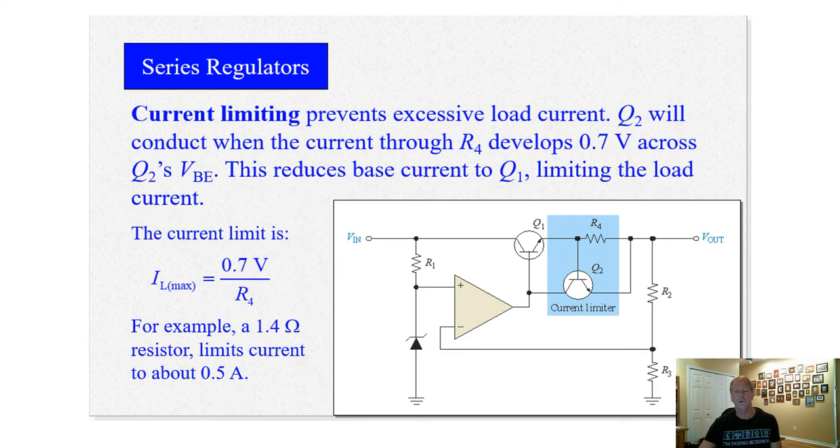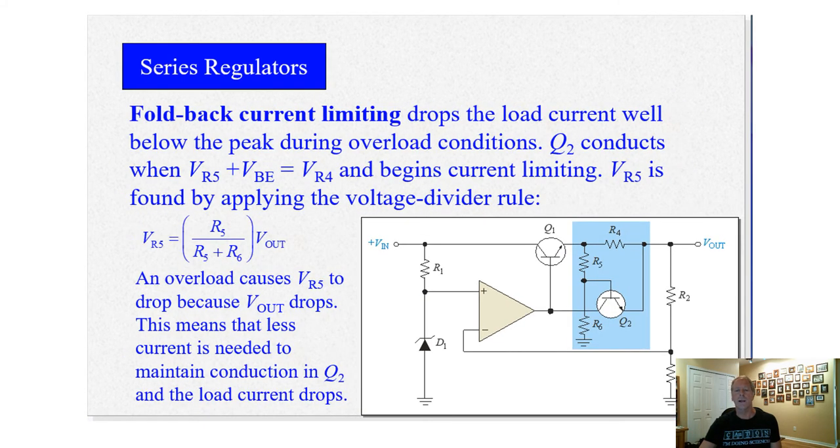So there's that current limiting. We could also do this foldback current limiting. It's a different technique, which uses a transistor connected up with this voltage divider. And that works a little bit better because it causes this voltage across this resistor to drop a little bit, which turns this transistor off a little more effectively. It turns Q1 off a little more effectively.